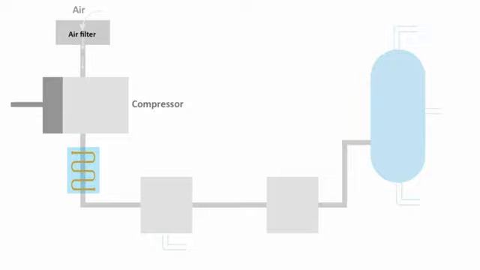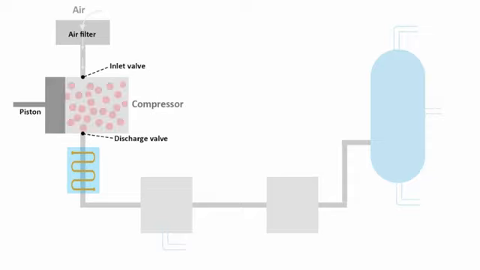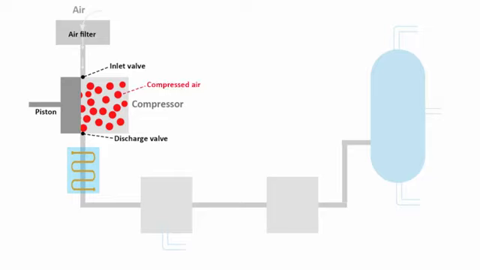If you look inside a compressor, there are two valves. The inlet valve sucks air in, and then with the help of a piston, the air is compressed to a very high pressure. The compressed air is then released through the discharge valve.